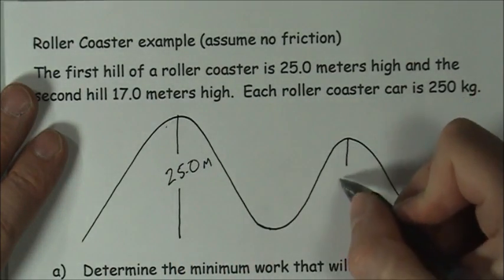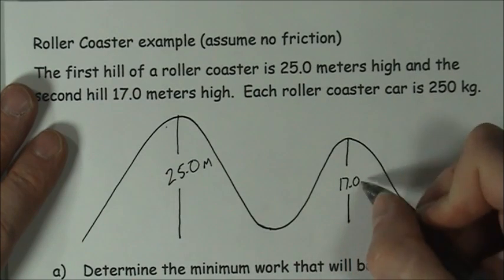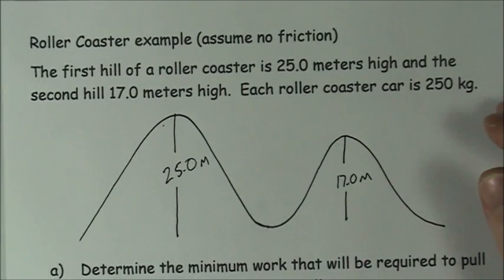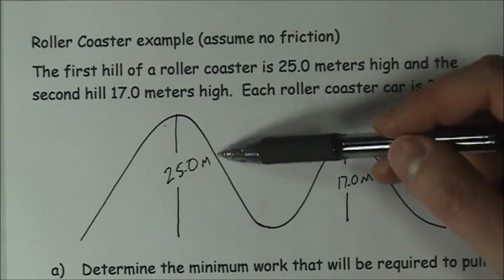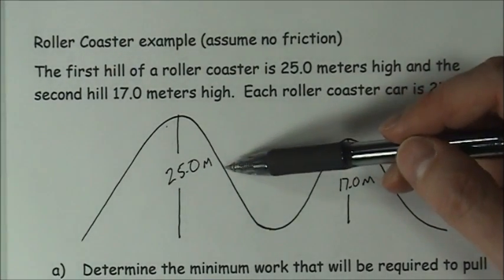And this guy is only 17 meters tall. So here's another interesting aspect of this problem. It doesn't matter what the shape of the hill is. So the hill can have bumps or curves.